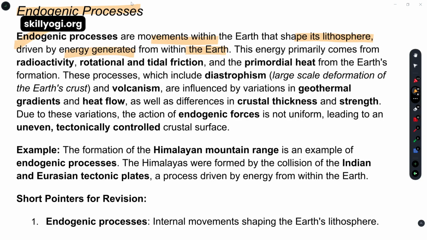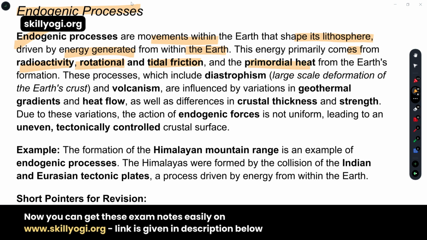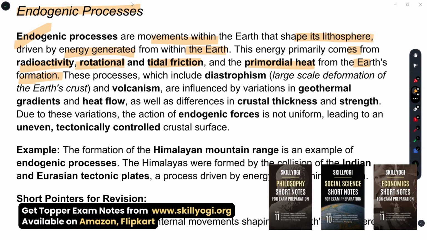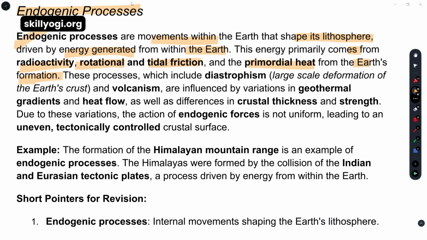So this energy primarily comes from which sources? The radioactivity. The first one is radioactivity, second one is rotational and tidal friction of the earth, and primordial heat, which is generated naturally from within the earth. Those are included in endogenic processes. So what are those included? The radioactivity, the rotational activity, the tidal friction, and the primordial heat of the earth.